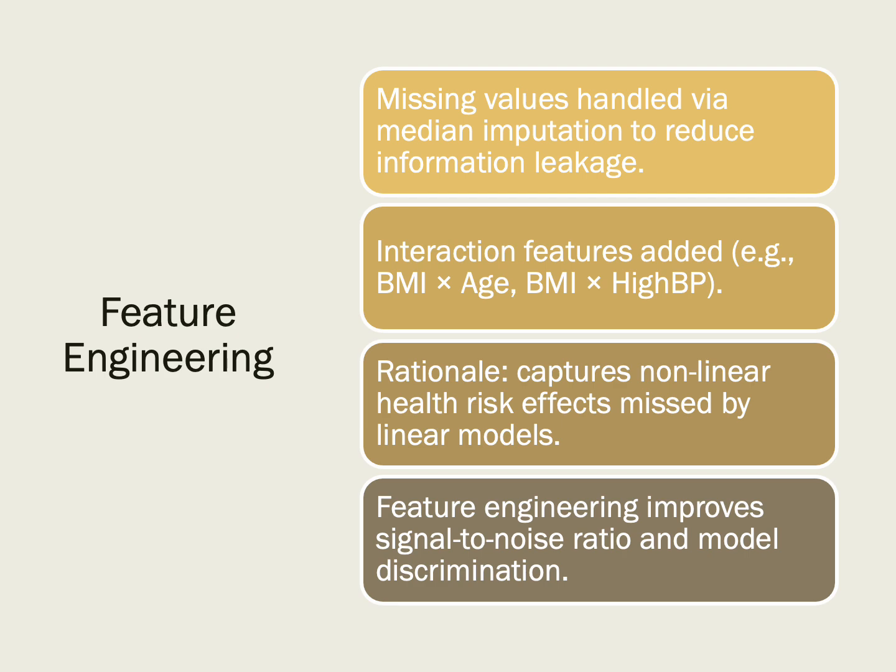Before jumping into modeling, I performed robust feature engineering. I handled missing values using median imputation to reduce information leakage and minimize the impact of outliers. More importantly, I added interaction features such as combining BMI with age or BMI with high blood pressure. My rationale here was to capture nonlinear health risk effects that simple linear models often miss.